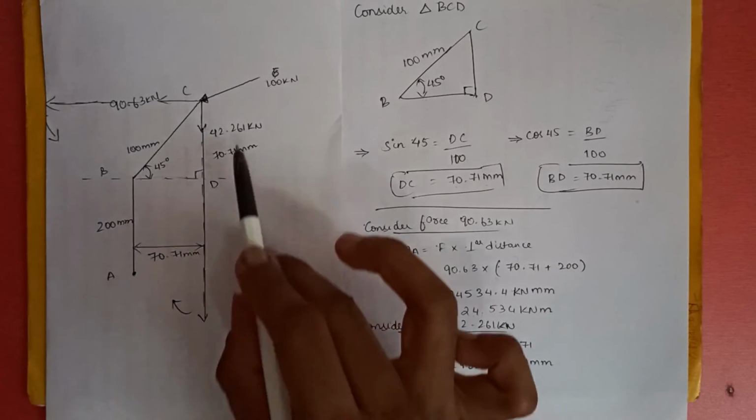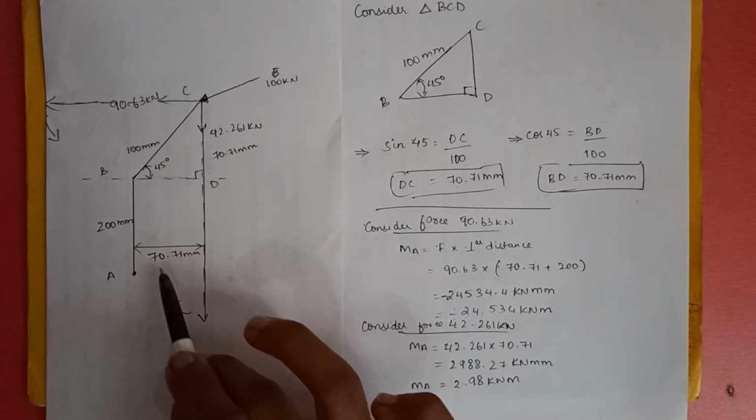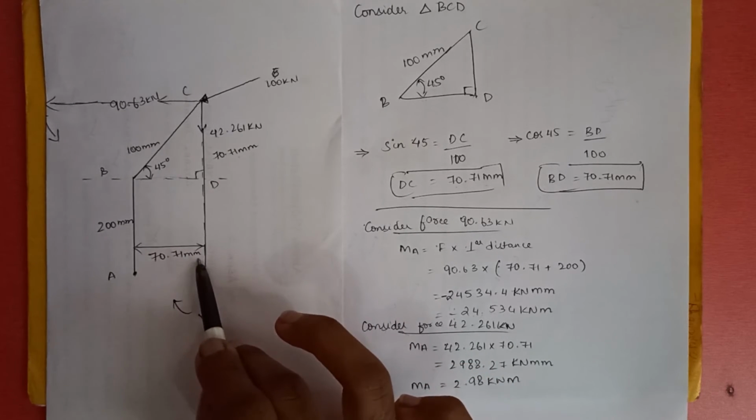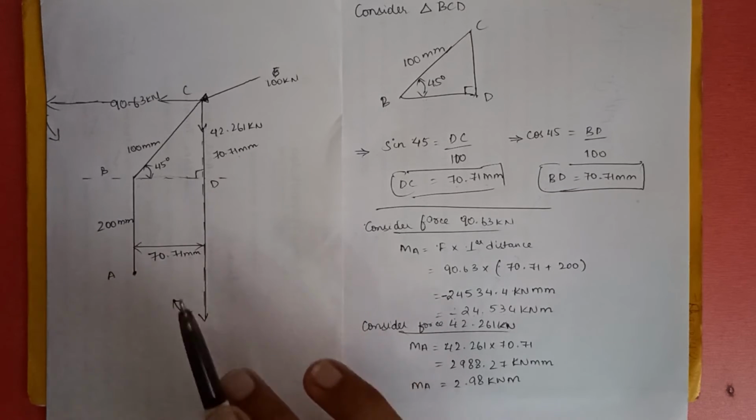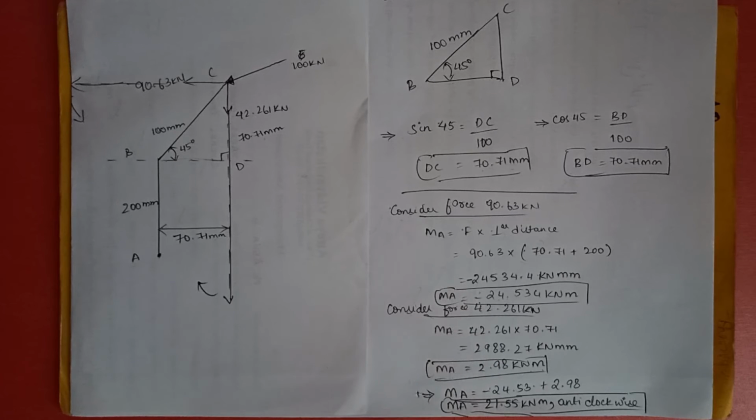Now for the force 42.261 kilonewton, the distance between the point and the force is 70.71 millimeter. As you rotate it clockwise, it remains positive, and when you multiply the force and the perpendicular distance, you get 2.98 kilonewton meter. Now finally we need to add these both to find the final answer. On adding these two values, we get 21.55 kilonewton meter, that is in anti-clockwise direction.